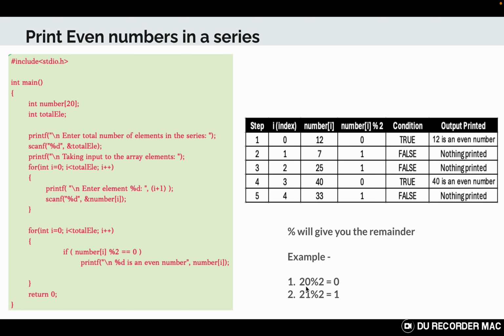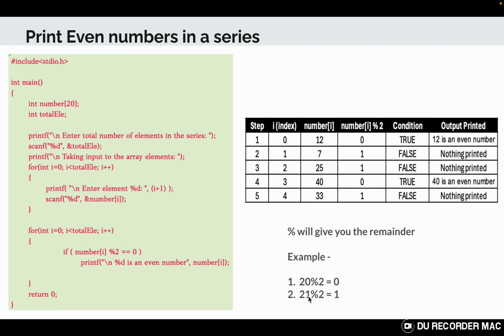So for example, if the number is 20, 20 percentage 2 will give you 0. And please note this point: it is not 20 divided by 2 and the answer is 10. It is 20 percentage 2, which means 20 divided by 2, how much will the remainder be? The remainder is 0, right? Because 20 is divisible by 2. So it will give you 0.